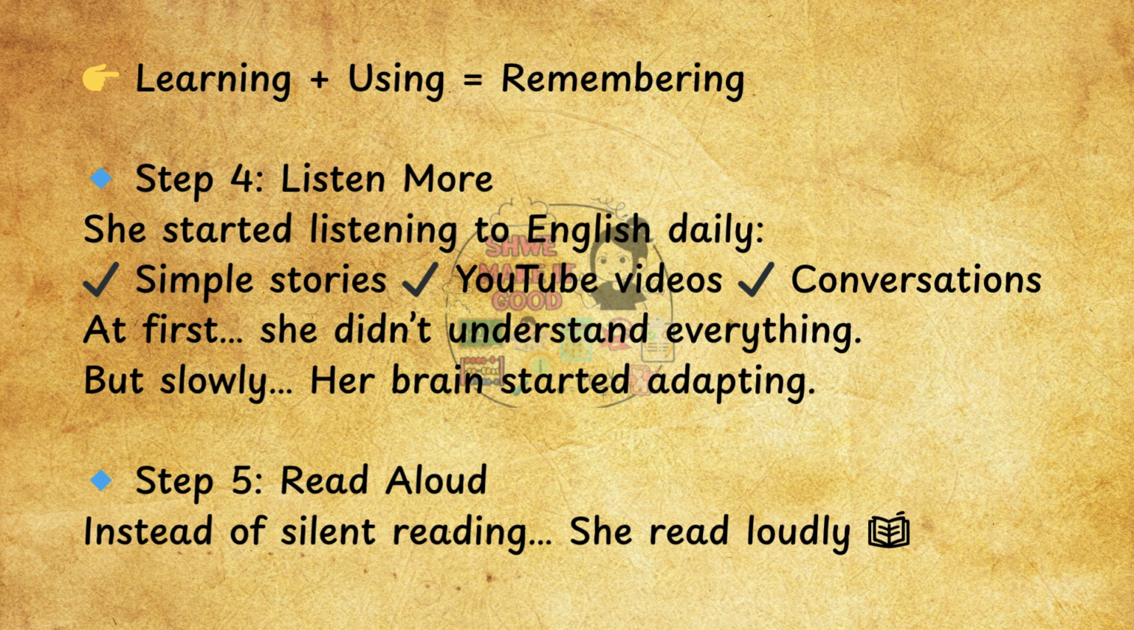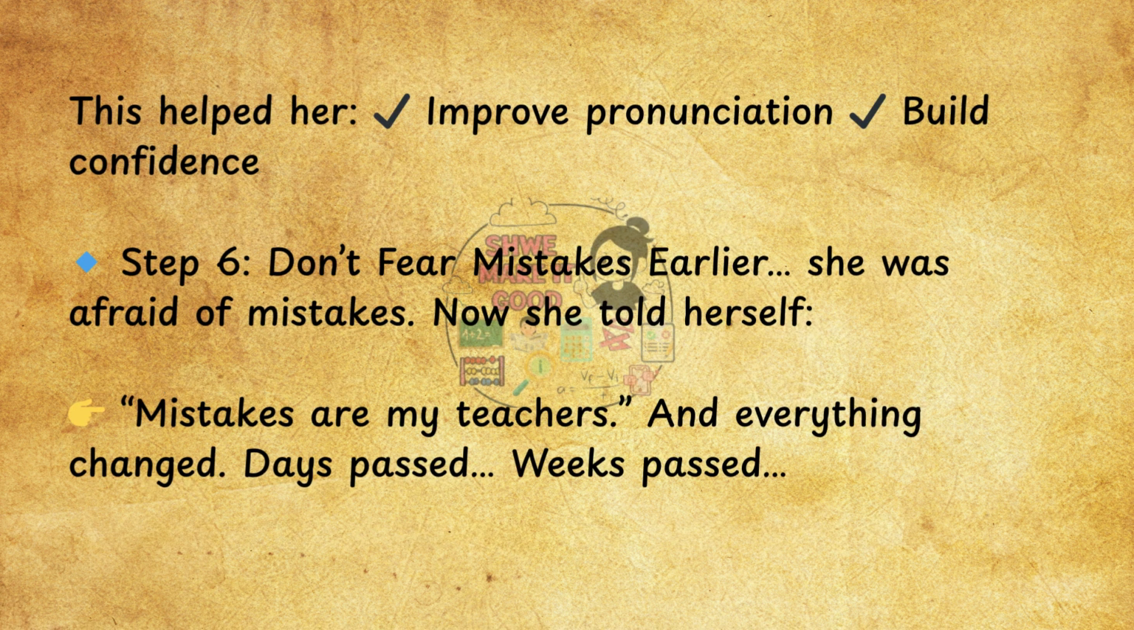Step 4, listen more. She started listening to English daily. Simple stories, YouTube videos, conversations. At first, she didn't understand everything, but slowly her brain started adapting. Step 5, read aloud. Instead of silent reading, she read loudly. This helped her improve pronunciation, build confidence.